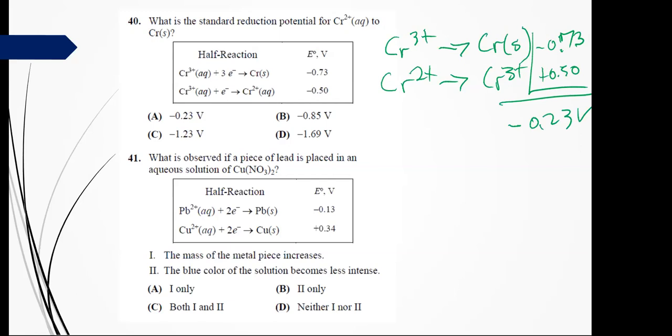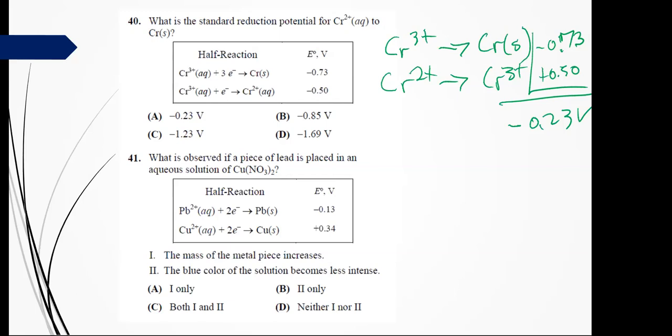And then on the other side, for this second one here, what is observed is if a piece of lead is placed in an aqueous solution, we want to be thinking about what's going to happen. So if we are in an aqueous solution, we're going to have this copper 2+.